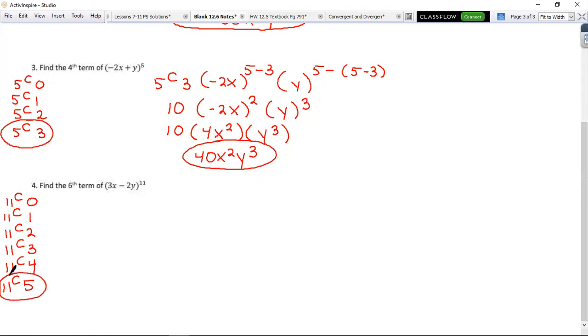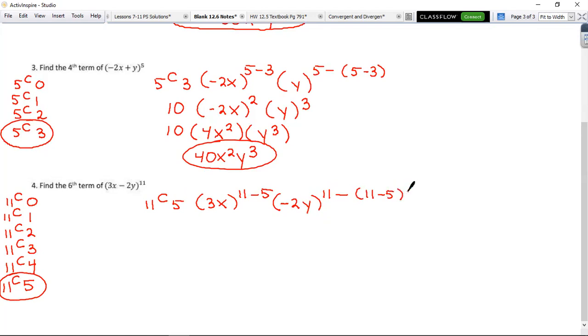If you've noticed as well, my second number is always 1 less than the term I'm looking to find. So you could use that as a shortcut as well. So 11, choose 5. I take the 3x and I raise it to the 11 minus 5. And I take the negative 2y, don't forget the negative, and I raise it to 11 minus that answer.